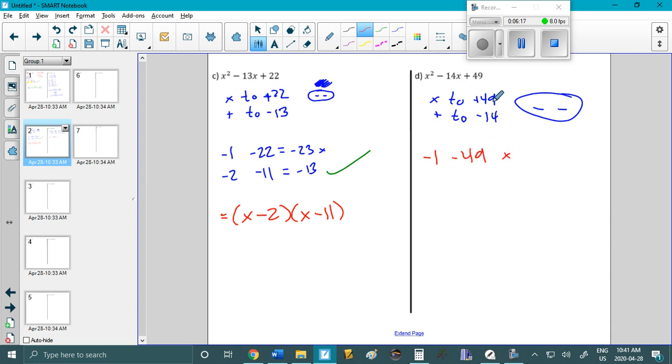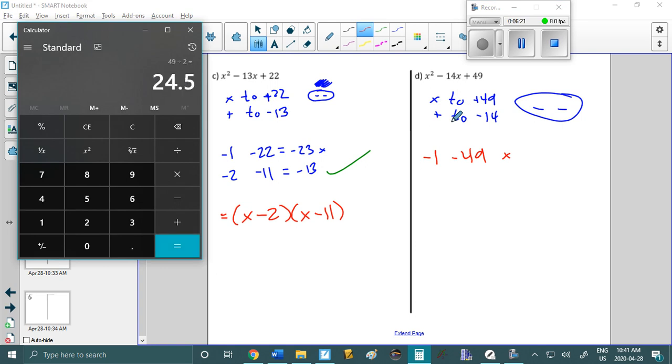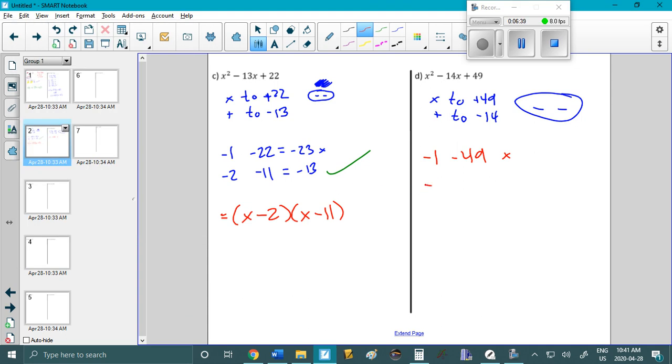Doesn't work. 49 divided by 2, decimal, skip it. 49 divided by 3, decimal, skip it. 49 divided by 4, decimal, skip it. 49 divided by 5 is a decimal, skip it. 49 divided by 6 is a decimal, skip it. Holy cow, are we ever going to get an answer here? 49 divided by 7 is 7. So that means another option is minus 7 and minus 7.